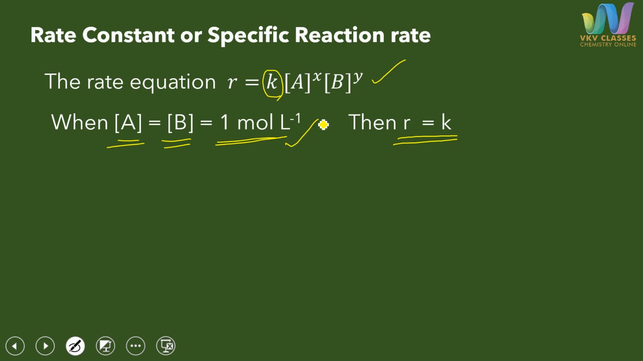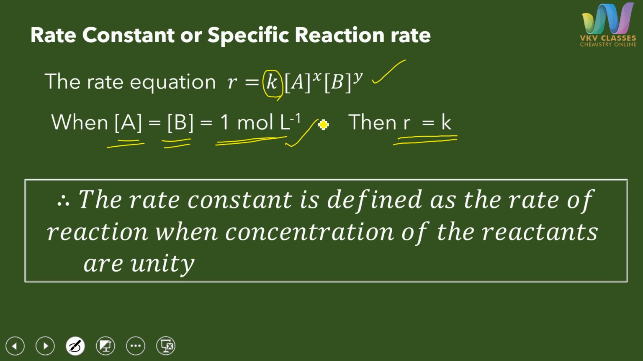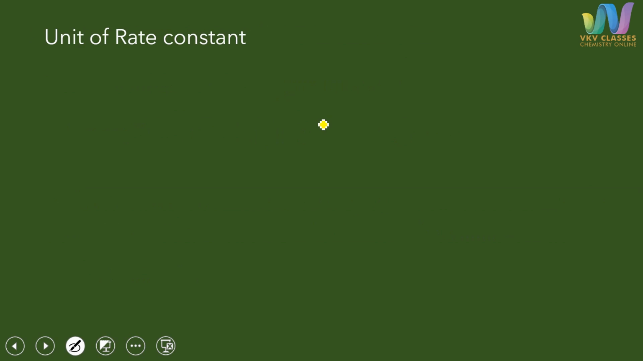This gives the definition for rate constant. The rate constant is defined as the rate of reaction when the concentration of the reactants is unity. The rate constant is also known as specific reaction rate and is represented by small letter k. Now let us see the unit of the rate constant.